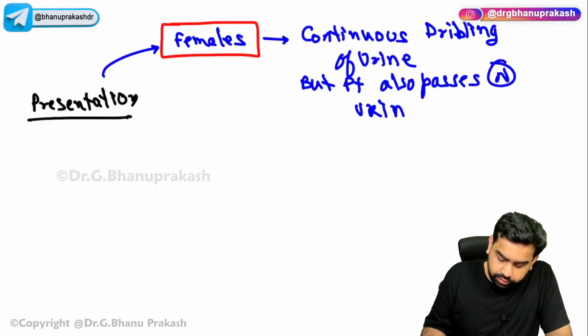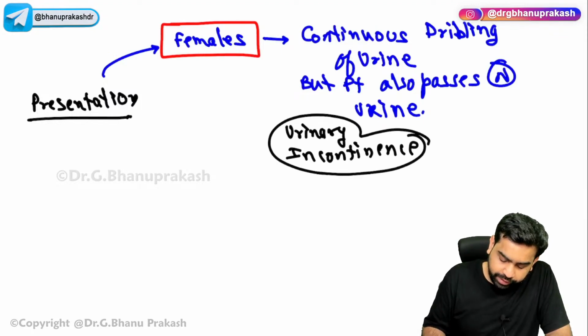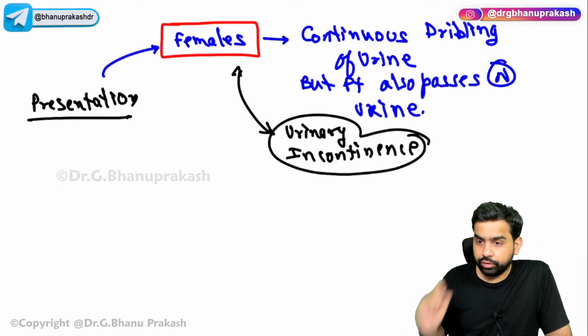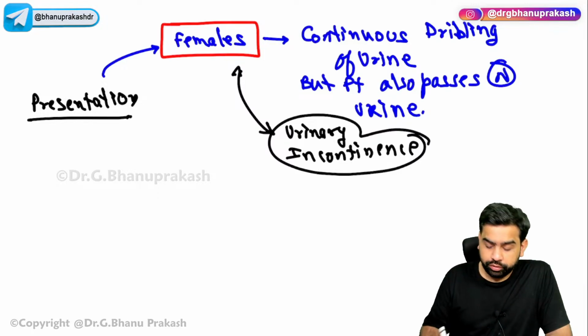In other words, what you need to understand is that in the females, the patients are going to come to you with urinary incontinence. Urinary incontinence is going to be present in the females. Are you able to understand this particular point? So the females are the ones which are basically going to come to you with urinary incontinence.